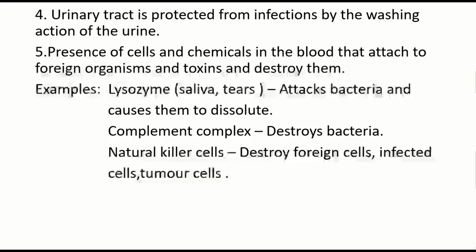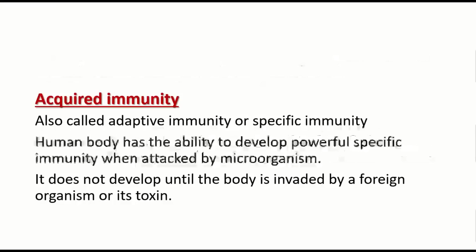Presence of cells and chemicals in the blood that attach to the foreign organisms and toxins and destroy them. Examples are lysozyme that is seen in saliva, tears, etc. They attack the bacteria and cause them to dissolve. They destroy the cell wall of the bacteria and cause their destruction. Then the complement complex, as I have already mentioned, destroys the bacteria. Natural killer cells are a type of lymphocyte. They destroy foreign cells, infected cells and tumor cells. So these are the components of innate immunity and all these will be present in your body when you are born. We'll move on to acquired immunity.